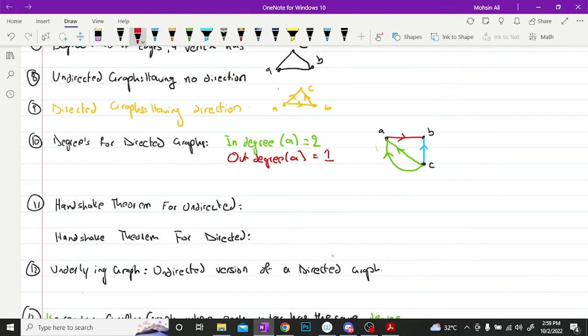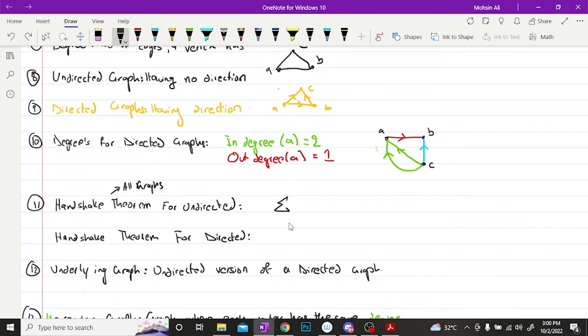Then we have the handshake theorem, which is basically a sum. This handshake theorem works for all graphs, all kinds of graphs. May it be simple, undirected, or directed, all types of graphs will follow the handshaking theorem. But the notation for undirected graphs is a little bit different from the directed one.